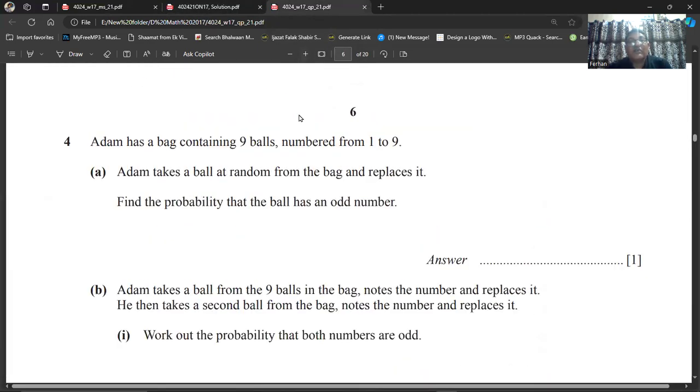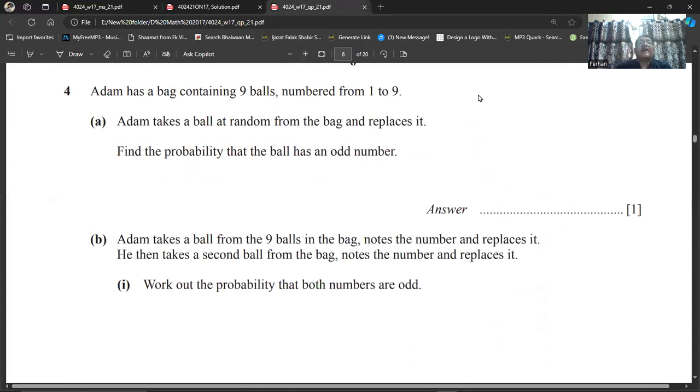Now we are on question number 4. He says, Adam has a bag containing 9 balls numbered 1 to 9. So 1, 2, 3, 4, 5, 6, 7, 8, 9. So there are 9 balls, and on them numbers are written 1 to 9. Adam takes a ball at random from the bag and replaces it. This thing is important, that he replaces it. Find the probability that the ball has an odd number.